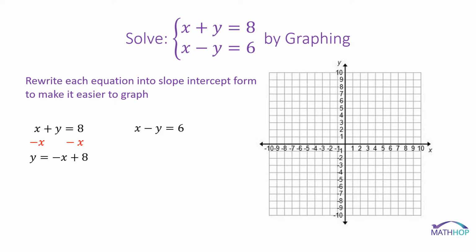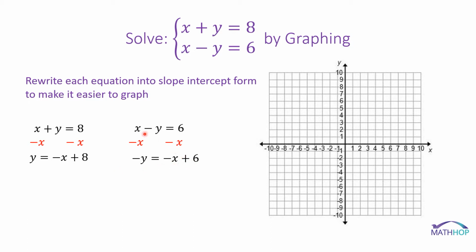Moving on to x minus y equals 6. Again, we have to get x away from the y. We have to get x from the left side of the equation to the right side. So again, opposite of positive x is negative x. Subtract x from both sides. We get negative y equals negative x plus 6.